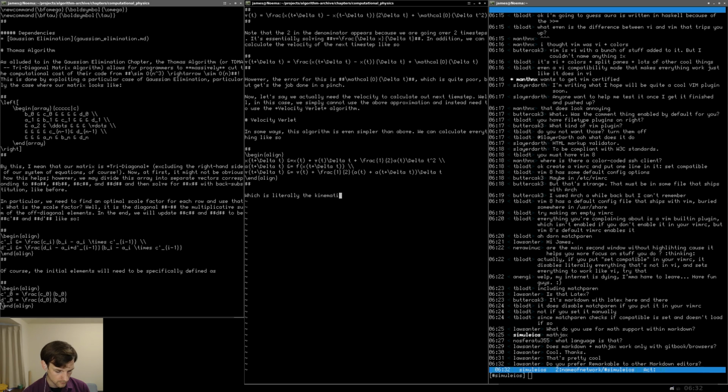Okay, X, V, like so, which is literally the kinematic equation above, solving for X, V, and A every time step. You can also split up the equations like so.